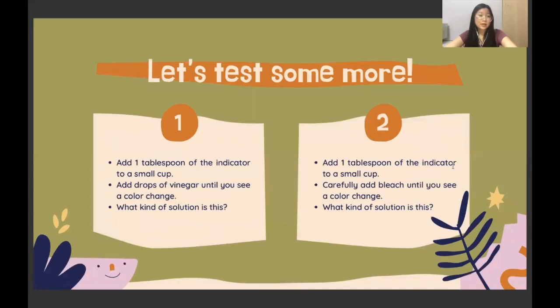All right, so now we're going to test some more. I have another cup with my indicator solution. Now we're going to add drops of vinegar until a color change can be seen. Okay, so let's see. Add your vinegar. Do you see that? What color is that? That's reddish pink, right? Because it's reddish pink, it means that vinegar must be an acidic solution.